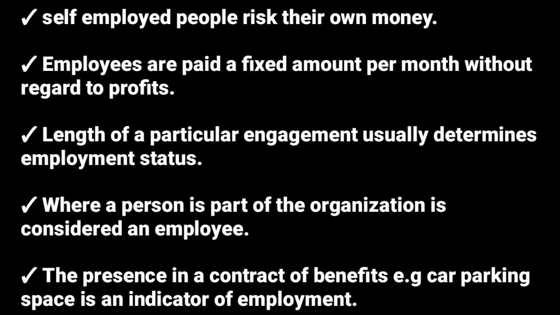Another difference is that employees are paid a fixed amount per month without trigger to profits. If you're an employee and they tell you you are receiving 1 million per month, even when you make profits of 1 billion, they will not increase your salary. It is fixed per month. It does not change. But if you're self-employed, the money that you get changes according to the profits that you make. If you make too much profit, you will earn too much, of course. If you make less, you earn less. So for the self-employed person, the money they receive is not fixed, but employees receive a fixed amount.